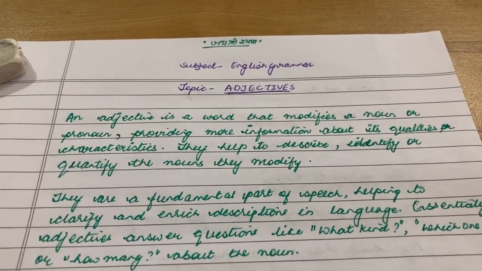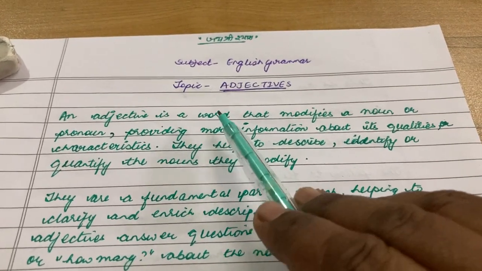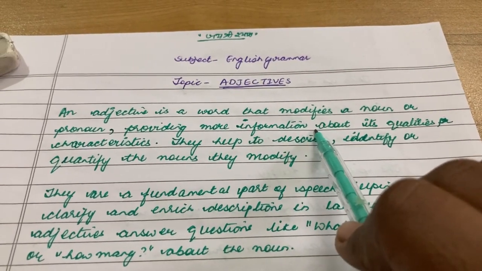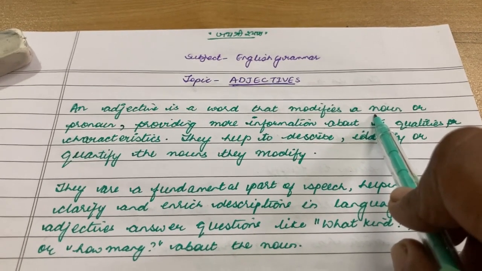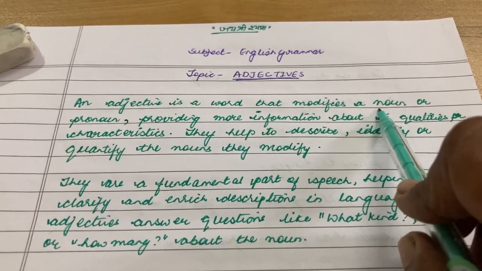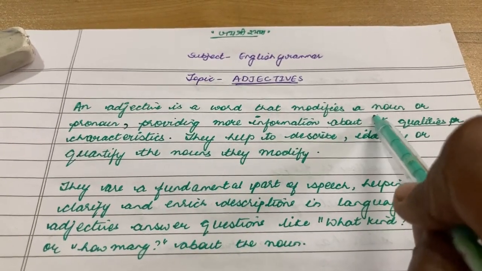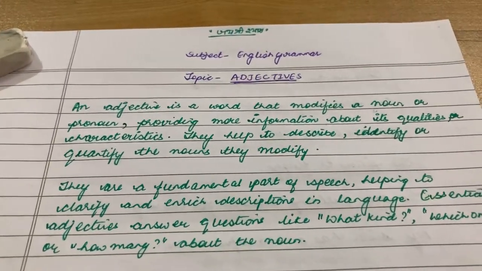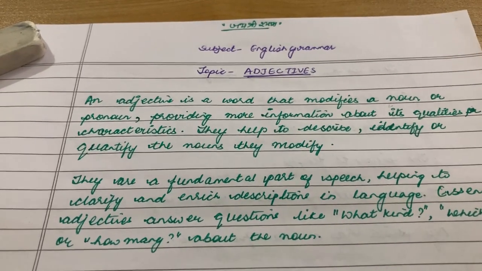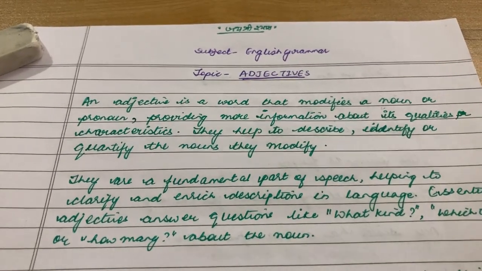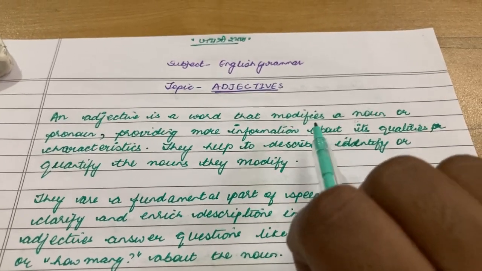So what is an adjective? An adjective is a word, and what does it do? It modifies a noun or pronoun. So what is a noun? A noun is a word for a place, a person, an animal, a thing, an idea, anything. And what is a pronoun? The word that replaces a noun is called a pronoun. Basically, to avoid the repetition of the noun, we use pronouns like he, she, it, his, her. Yes. So an adjective provides more information about its qualities or characteristics.